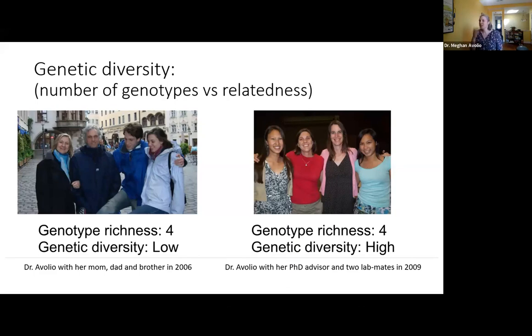And so I really like this figure here. This is a picture of me and my family, and a picture of me and my lab group that I did my PhD with in 2009. And so in both of them, there's 4 people here. So there's the same number of genotypes, but genetic diversity really takes into account how we are related to one another. I'm closely related to my family, and I'm not at all related to the women I did my PhD with. So here we have the same number of genotypes, 4 and 4, but here we would have lower genetic diversity, and here we would have higher genetic diversity.